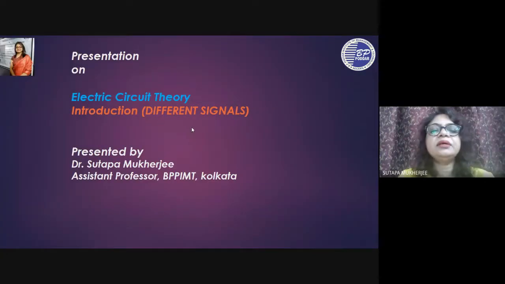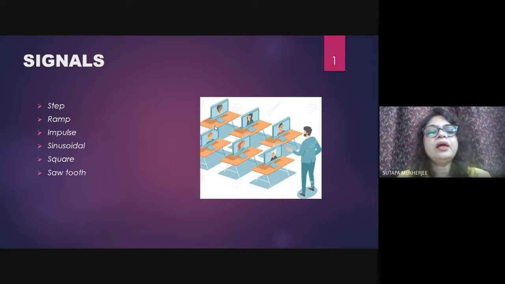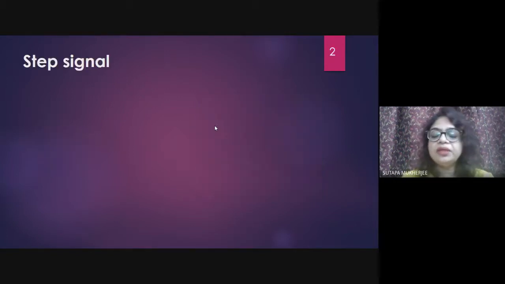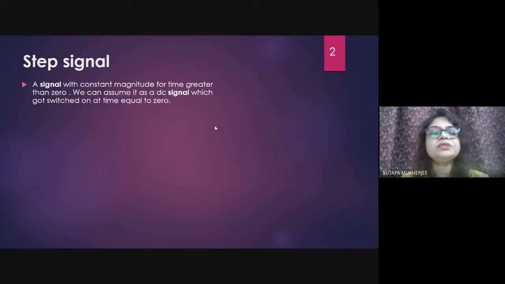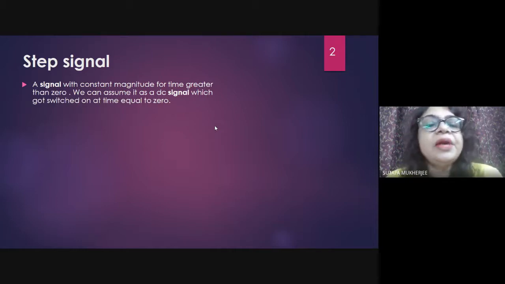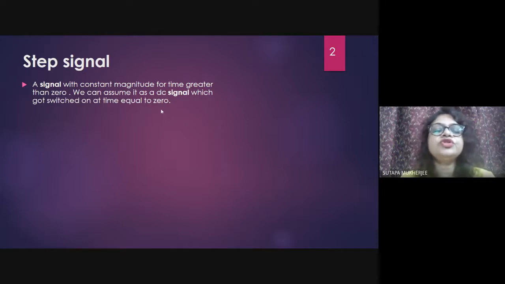So today's class is regarding different signals: step, ramp, impulse, sinusoidal, square and sawtooth wave. So what is step signal? Have you heard of the step signal? A signal with constant magnitude for time greater than 0. Okay, I will show the graph and the time limit, then it will be clear to all of you. We can assume it as a DC signal which got switched on at time equal to 0.